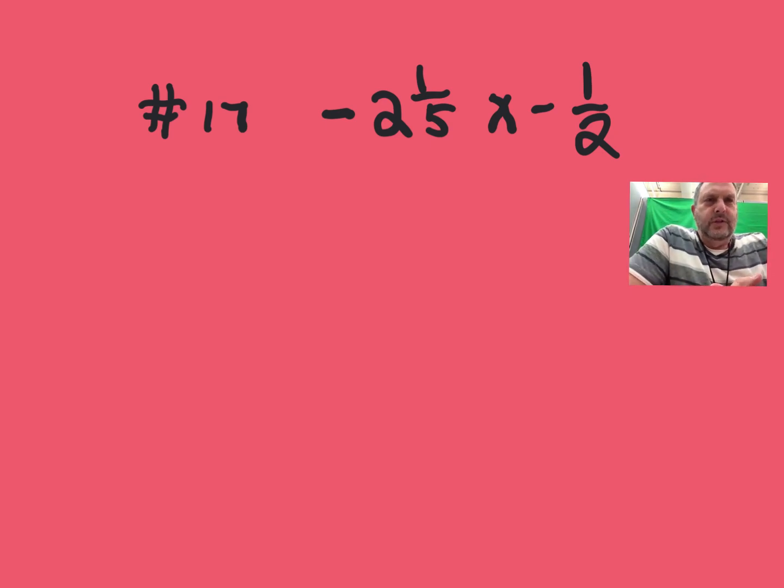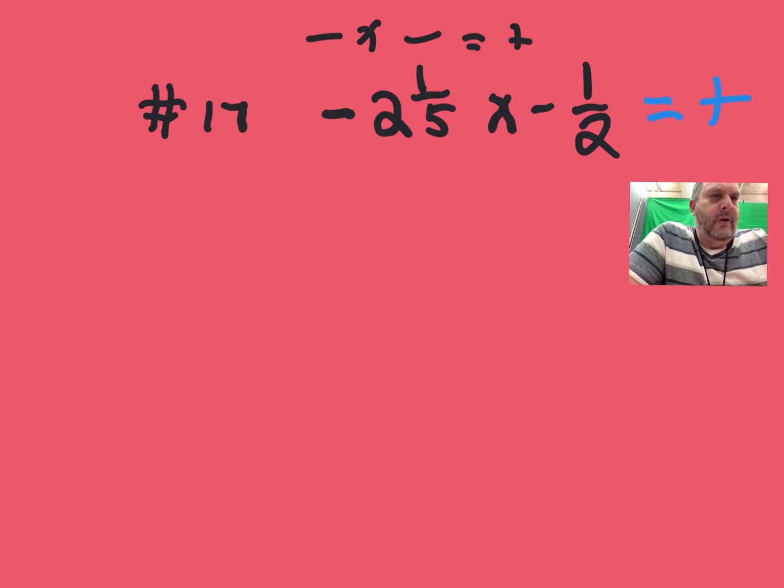Well, good day, students. We have this integer multiplication problem, and it says negative 2 1/5 times a negative 1/2. So before I do any math, I just want to remind you of that rule, that when we have a negative number times another negative number, we're going to get a positive number. So that's kind of cool, because with this one, I can now ignore my signs a little bit, because I know my answer is going to be positive.